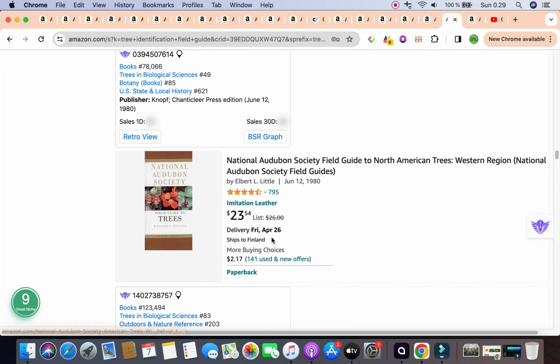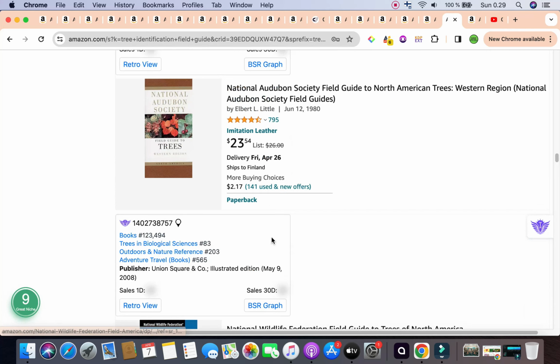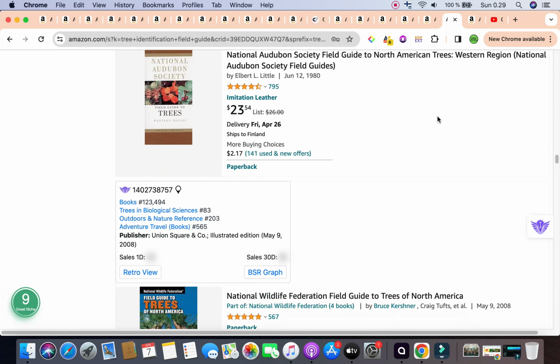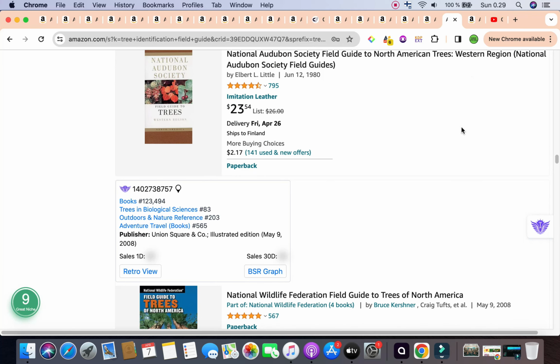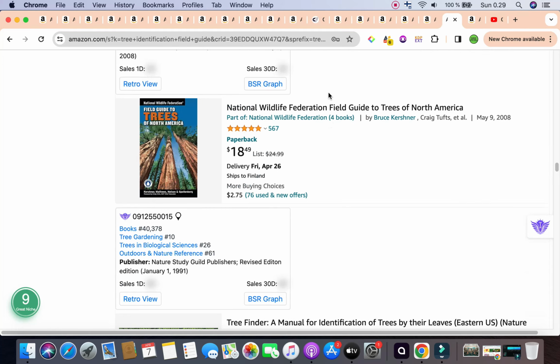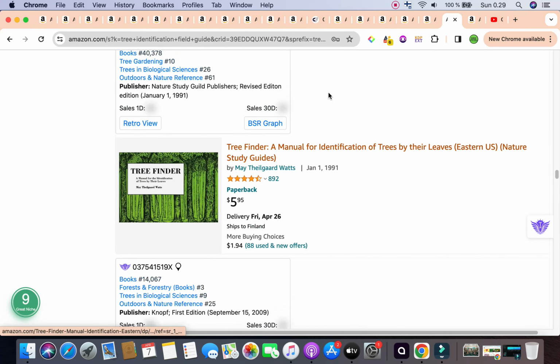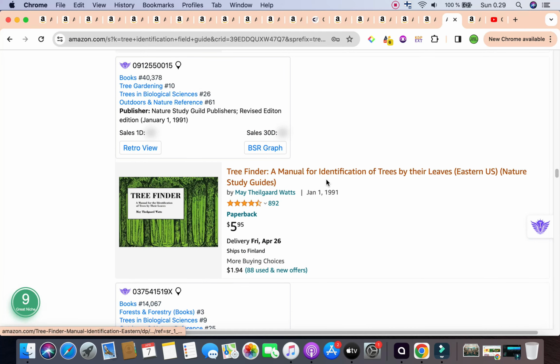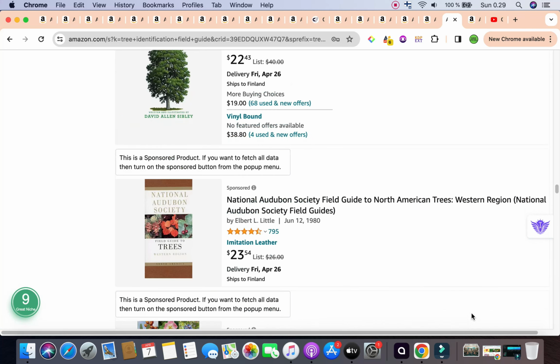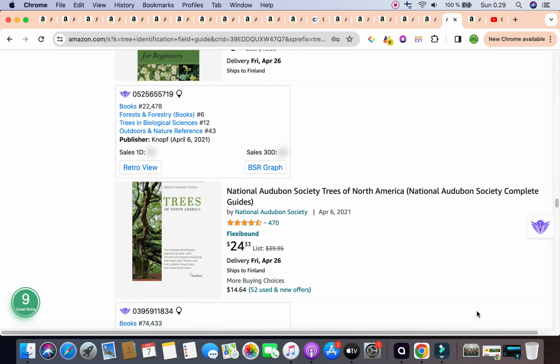This one is 78,000, also a field guide, to North American trees. So they've sub-niched to North American trees in the Western region. It's also a part of a series. Scrolling down as well, we do have another one with 40,000, and this is a manual for identifying trees by their leaves, and they have sub-niched to the area of Eastern US, and they've created a study guide as well, which is amazing and fabulous to see.